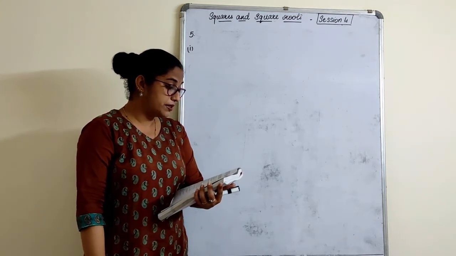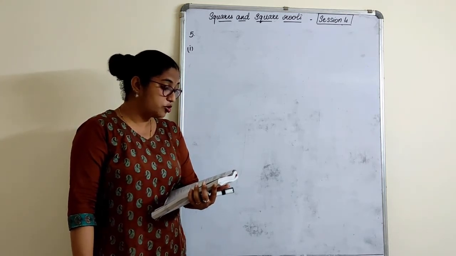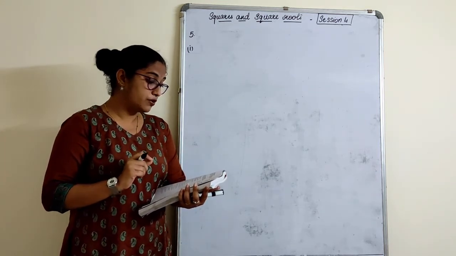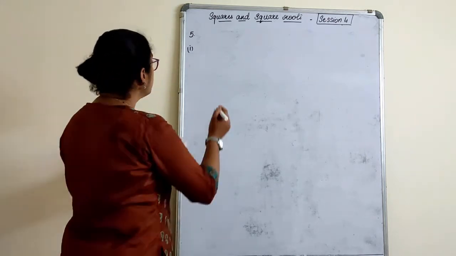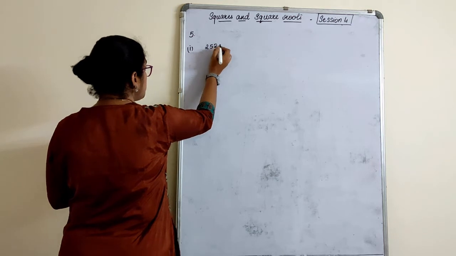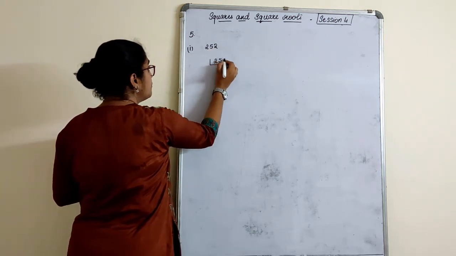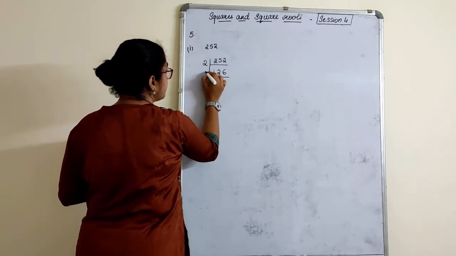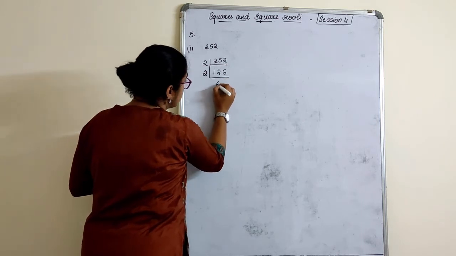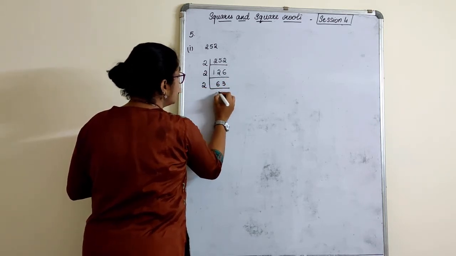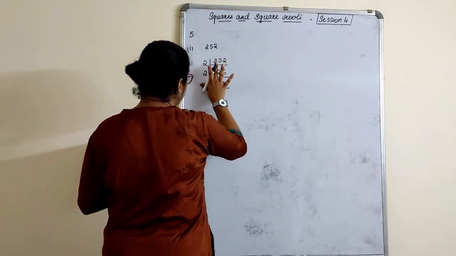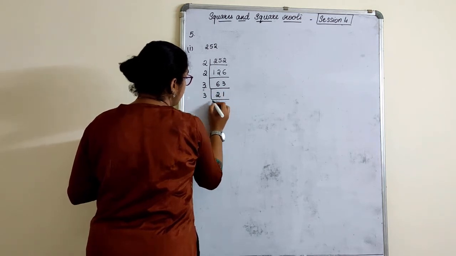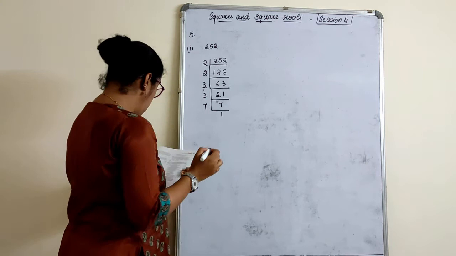For each of the following numbers, find the smallest whole number by which it should be multiplied so as to get a perfect square number. Also find the square root of the square number so obtained. So the first one is 252. Start prime factorizing it. 252: 2 ones are 2, 2 twos are 4, 2 sixes are 12. 2 threes are 6, and 3 will not go by 2, so we'll try it by 3. 3 twos are 6, 3 ones are 3, 3 sevens are 21, and 7 ones are 7, right?